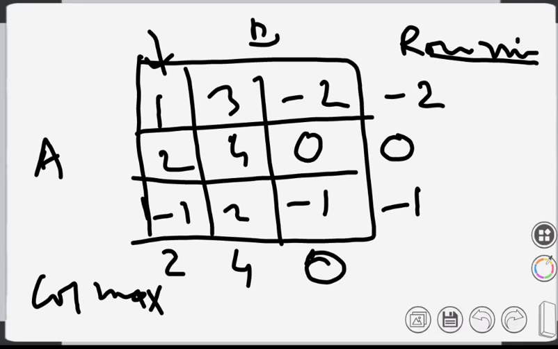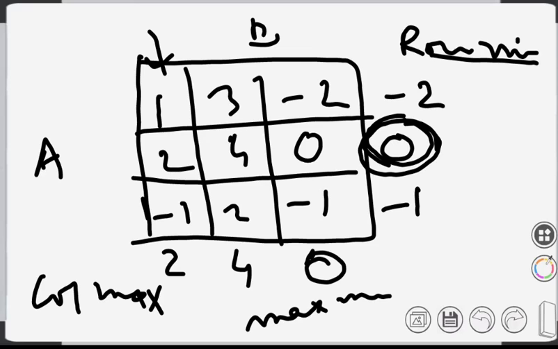Then we will find the max of row min. After you are assured of the minimum possible gain, you will try to maximize it. When I know the minimum possible gain available to me, I'll try to maximize that. So max of row min is 0, and the minimum of column max is also 0.